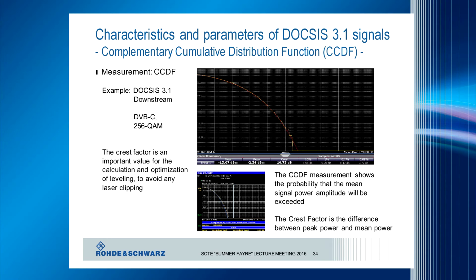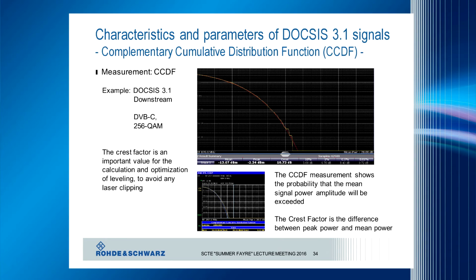So this curve shows the distribution of the different levels over time, which can happen or could be seen on an OFDM signal, or in this case DOCSIS 3.1. On the left border, you can see here the averaged value of the level over time. And here you can see the distribution of the peak levels over time. With a certain probability, and of course the highest peak levels will be reached with a very low probability, but it can be.